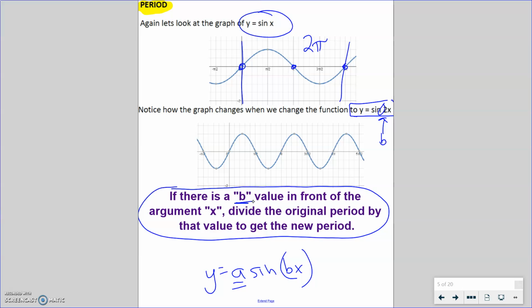Okay, so for example, in sine of x, the original period was 2 pi, right? So if I do 2 pi, and I divide by the number that was in front of x, which in this case is 2, that means that the period is now pi. So what that means is it still starts at 0, 0, but a full cycle ends at pi instead of 2 pi like it did up here.